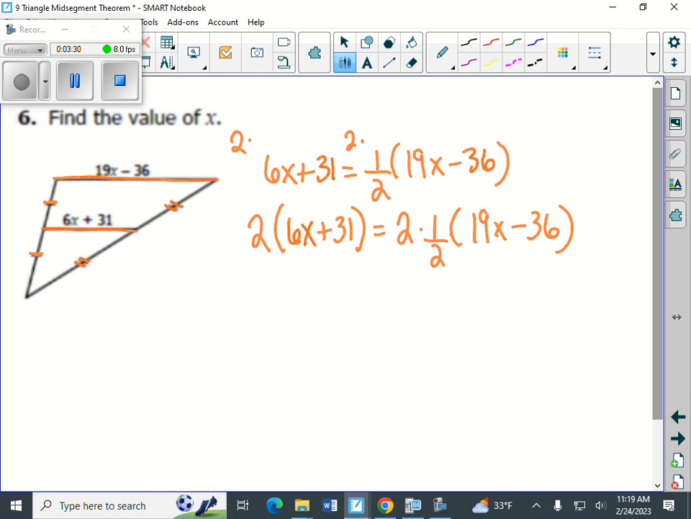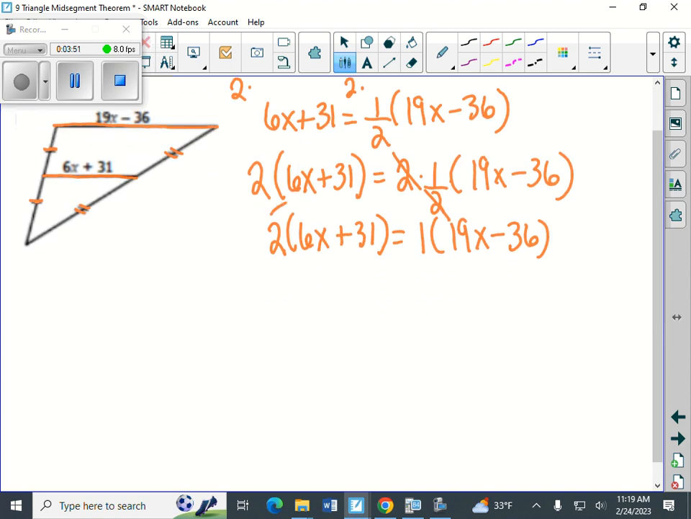The nice part about this is there's a 2 in the top, there's a 2 in the bottom. 2 divided by 2 is 1. So now we're left with 2 times 6x plus 31 equals 1 times 19x minus 36. And we can distribute that. 2 times 6x is 12x. 2 times 31 is 62. 1 times 19x is 19x, and 1 times 36 is 36.